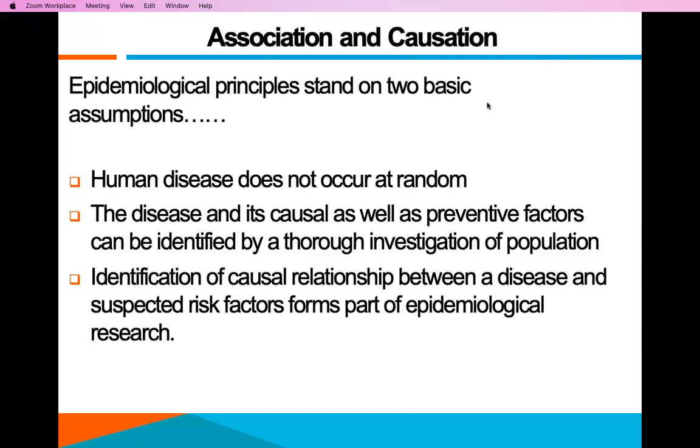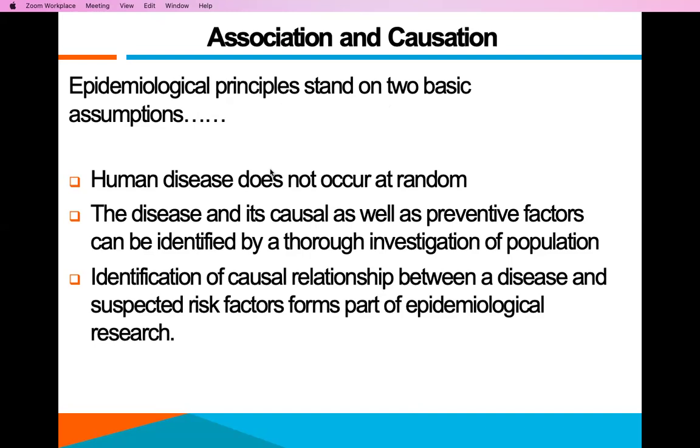Associations and causality, and that is where we broke off. So this afternoon's lecture will be continued from associations and causality. In public health research, it's always important to determine whether there is a given association, and if the association exists, whether it is a causality.